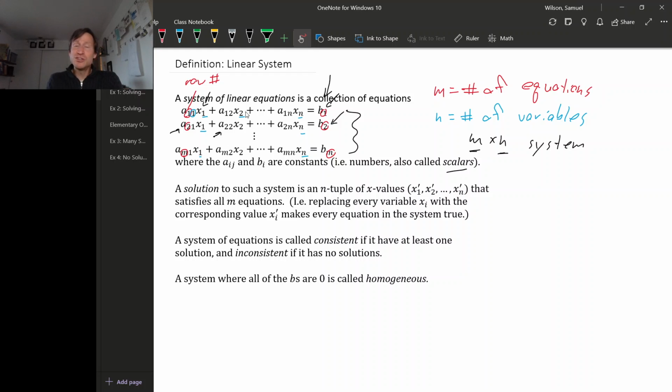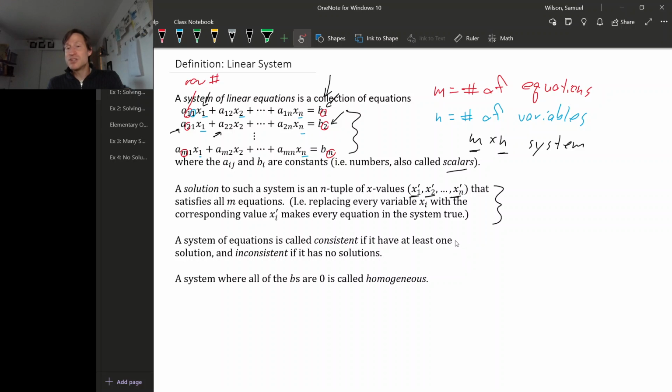So a solution to a system is basically what you think it is. It's a value for all of the variables, and I've put primes on the values for the variables just to distinguish the values for the x's from the variables that are the x's. So a solution is a collection of values for all of the variables so that when you put the values into the variables, it makes all the equations true. That's our usual notion of a solution to an equation. So hopefully this definition is no surprise.